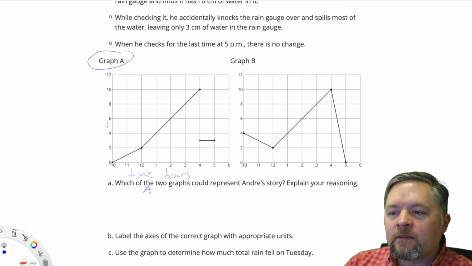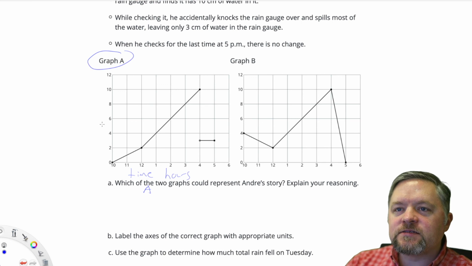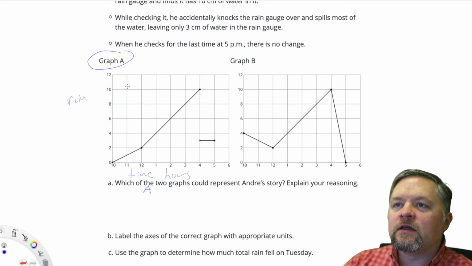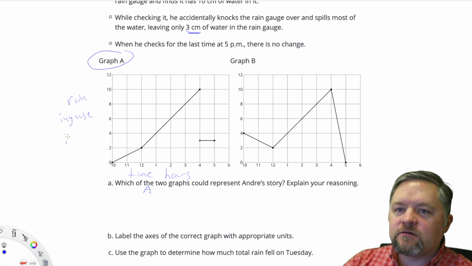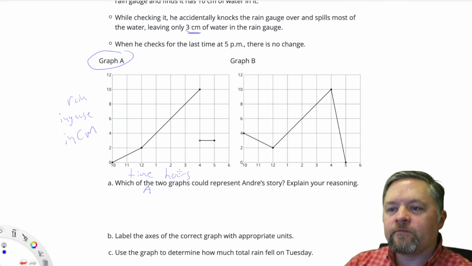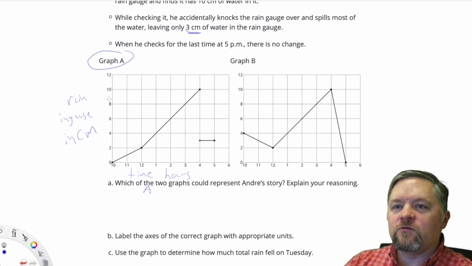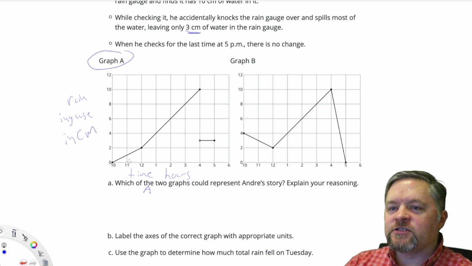Now, how about this? Now, the y-axis is rain in his rain gauge. And what is the unit? Centimeters. So y-axis is the rain in his rain gauge in centimeters. X-axis is the time in hours. 10 o'clock, 11 o'clock, 12 o'clock.